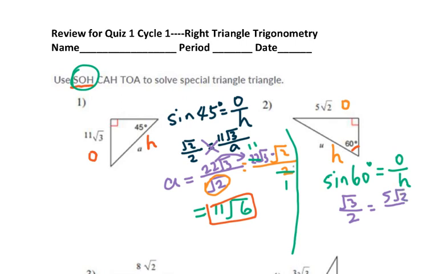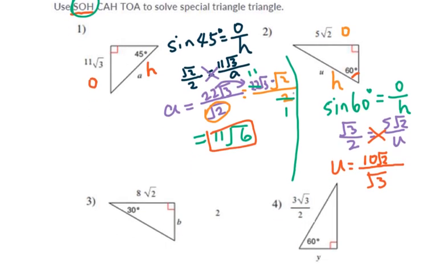Then H will be U. Then I go to cross multiply. U will be square root of 3. Same line go to denominator. I have 2 times 5 is 10 square root of 2. So we simplify. You will get square root of 3 over 3.